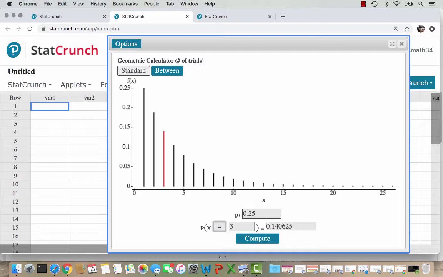Notice the geometric distribution is a discrete distribution. It's not a smooth curve like the normal curve. We are just having counts for discrete events like the first player draws a heart, the second player draws a heart, the third player draws a heart.